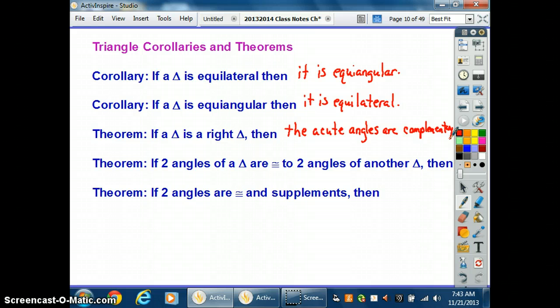Okay, now if we have 2 angles of a triangle that are congruent to 2 angles of another triangle, you know what? That third angle has to be congruent also to the other triangle. And then the third angles are congruent.